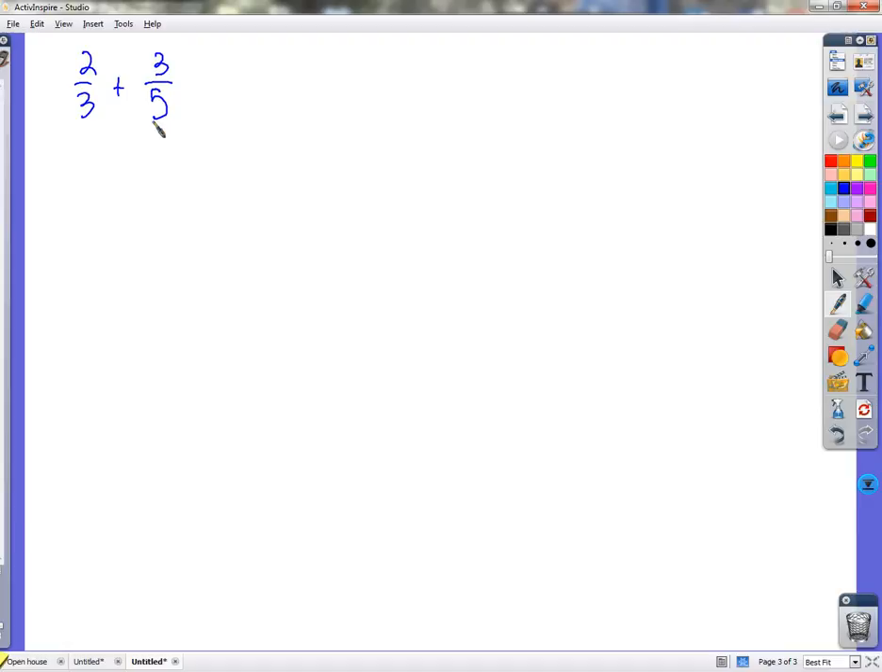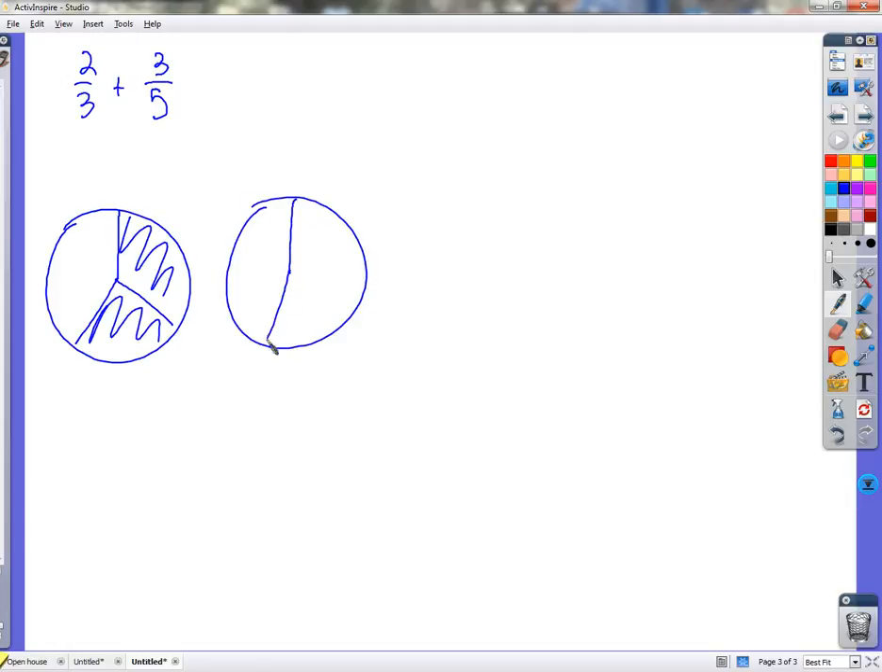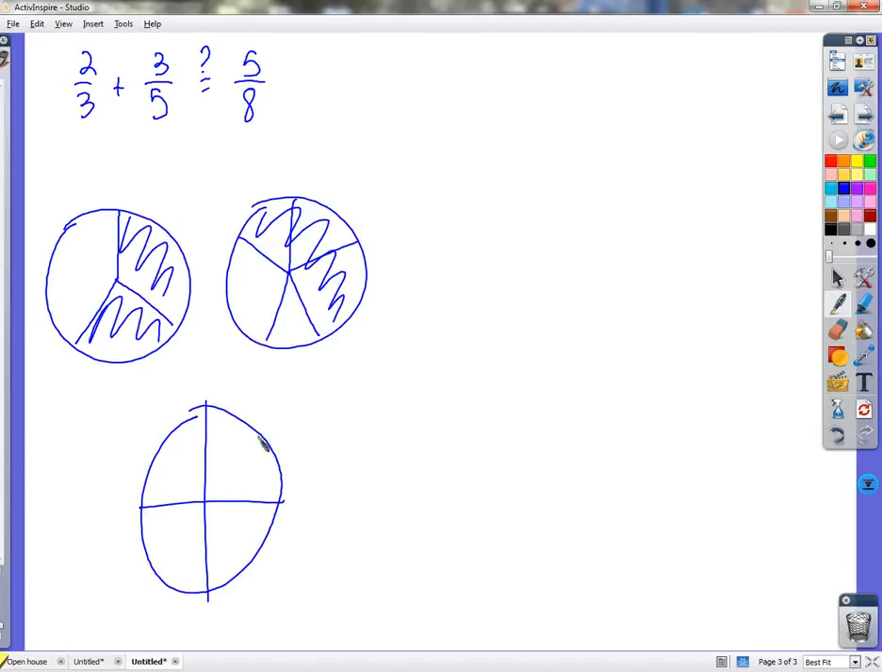Well, let's see if we believe that. We got thirds. Two thirds means I have two pieces, and three of those pieces would make up the whole. Over here we have three-fifths, similar. Five pieces makes the whole, and there's three of them. So let's wonder if this could be five-eighths. Eighths, that's cut into eight pieces. And so here's 1, 2, 3, 4, 5. That's 5/8.